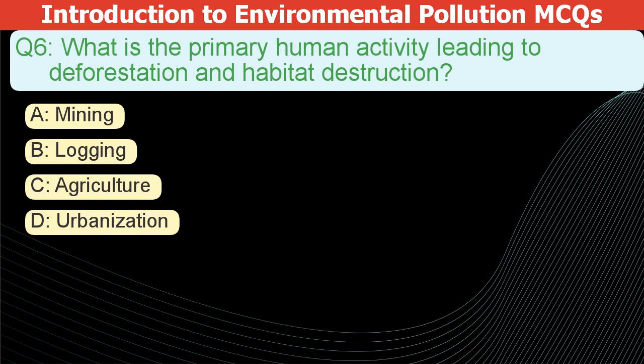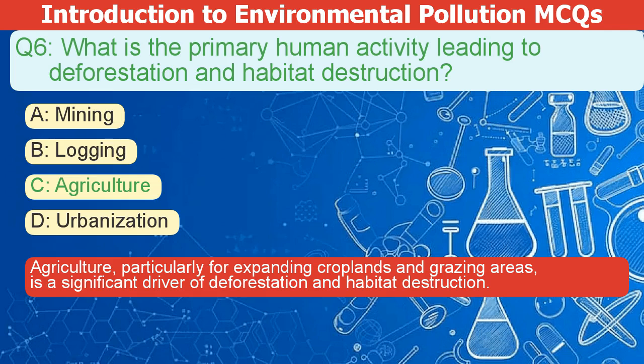What is the primary human activity leading to deforestation and habitat destruction? A. Mining. B. Logging. C. Agriculture. D. Urbanization. The correct answer is C. Agriculture, particularly expanding croplands and grazing areas, is a significant driver of deforestation and habitat destruction.